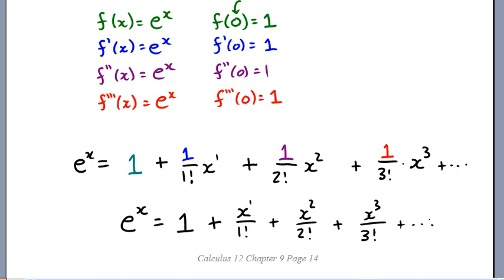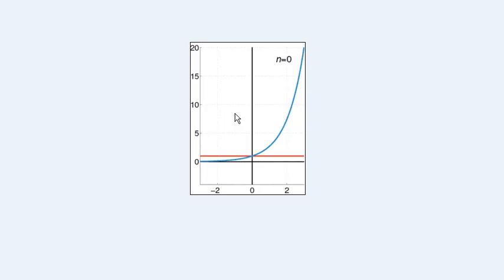Here's a little animated graphic where you can actually see the approximation evolve as you go to higher and higher degrees. We'll start off with just 1, and then 1 plus x over 1, 1 plus x over 1 plus x squared over 2, and so on, and that ends up looking like this. So here's e to the x.